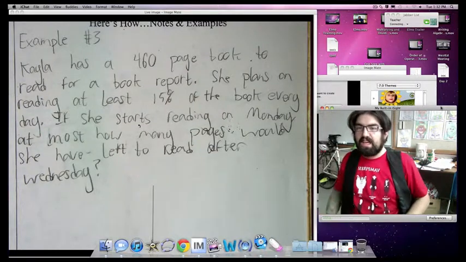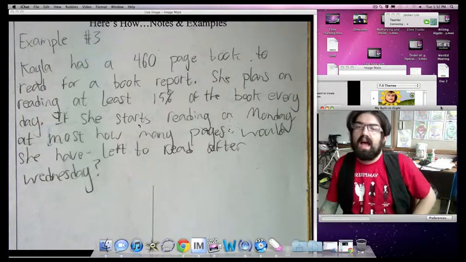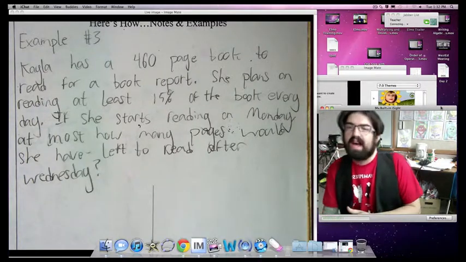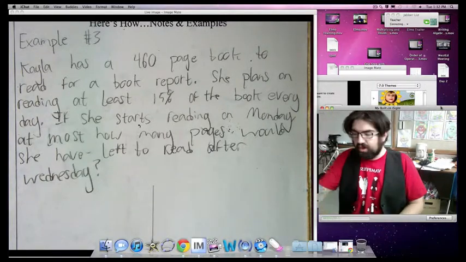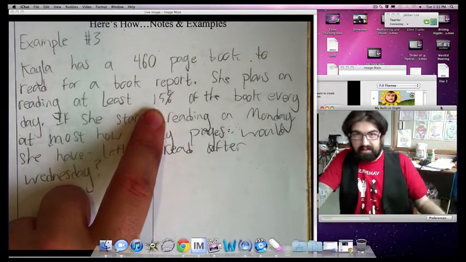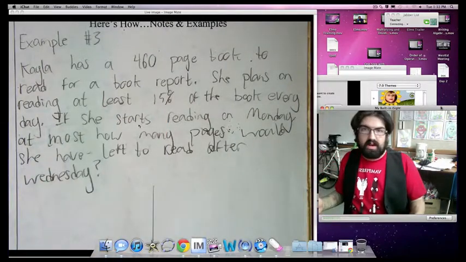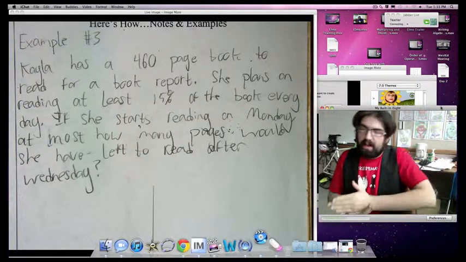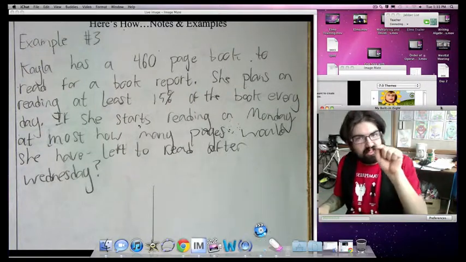Moving on. If she starts reading on Monday, the question's asking, at most, how many pages would she have left to read after Wednesday? And I put "at most" because if you're reading a little more than 15% every night, you're going to have probably fewer than whatever we end up with. So that's why it's "at most." If you're reading the bare minimum, then yeah, you're going to have that number. But you might be reading more every night.